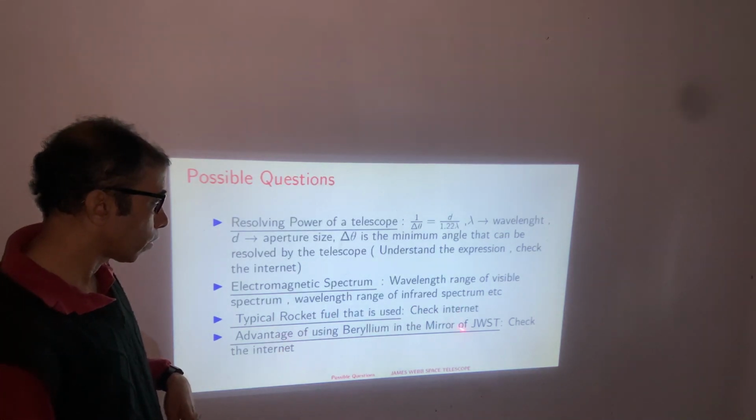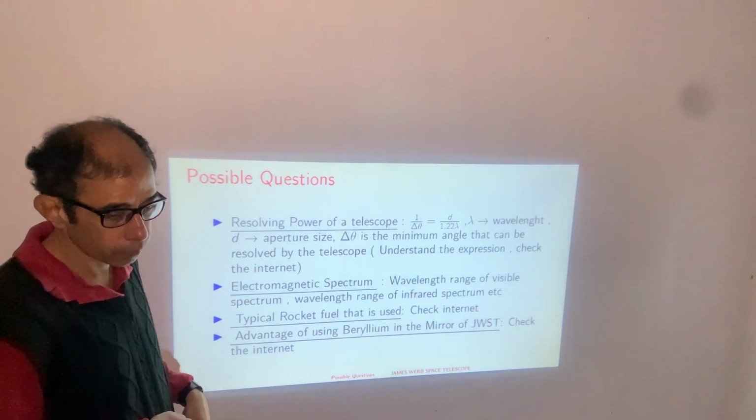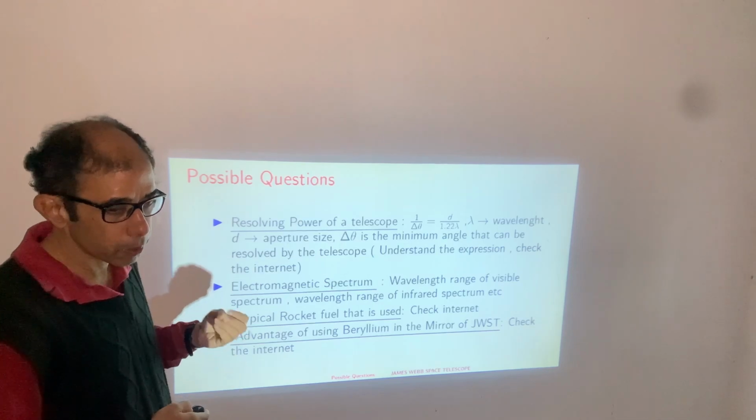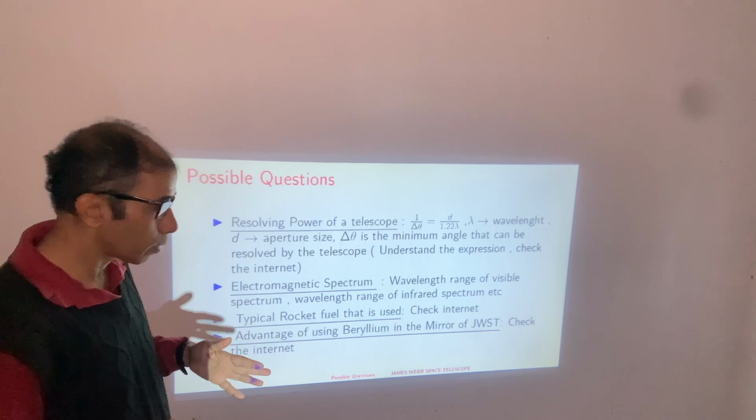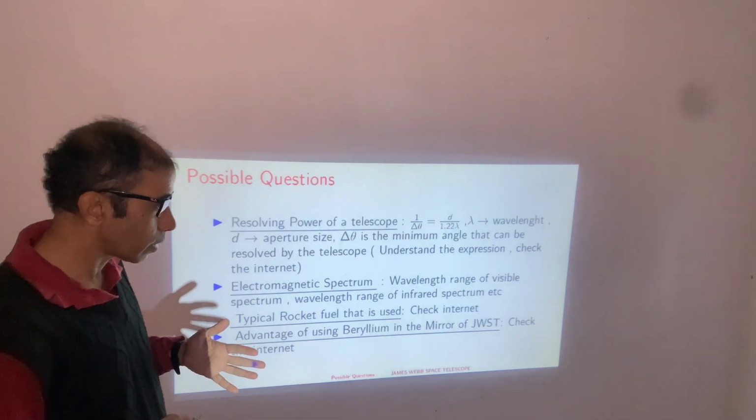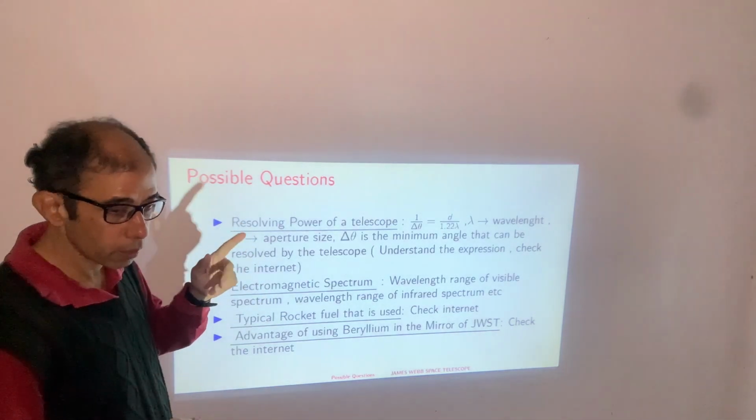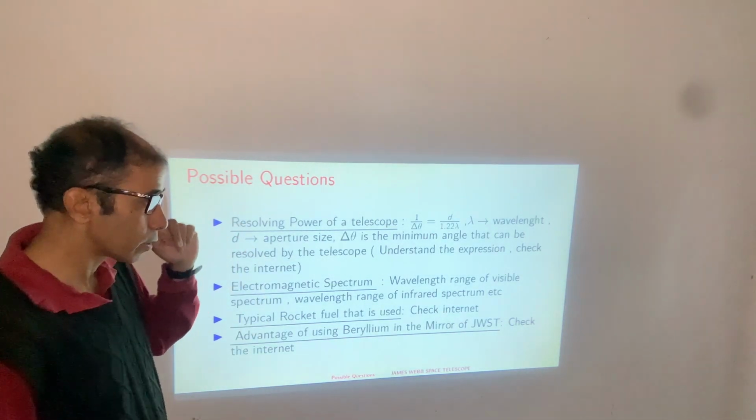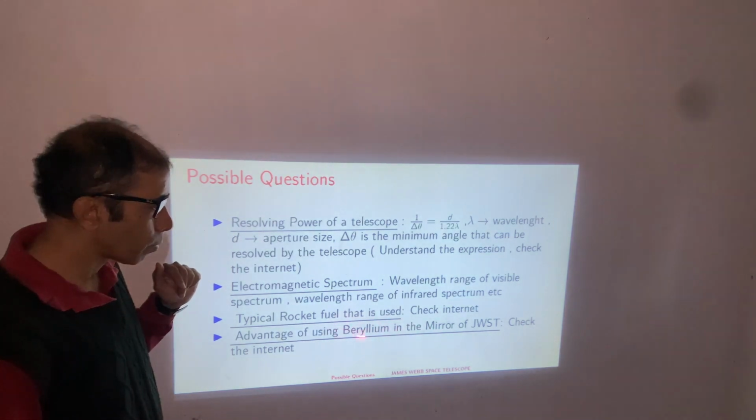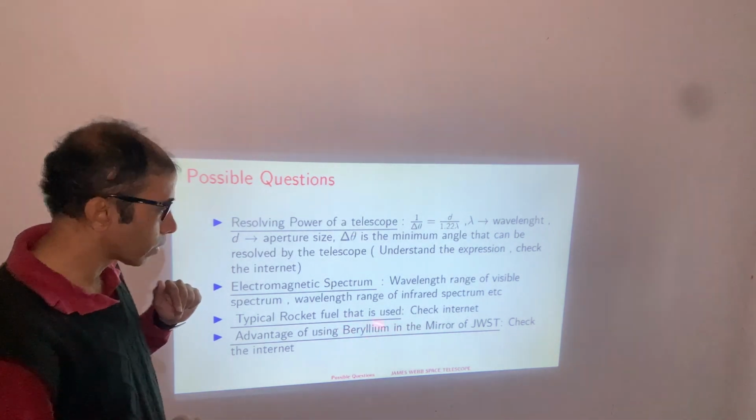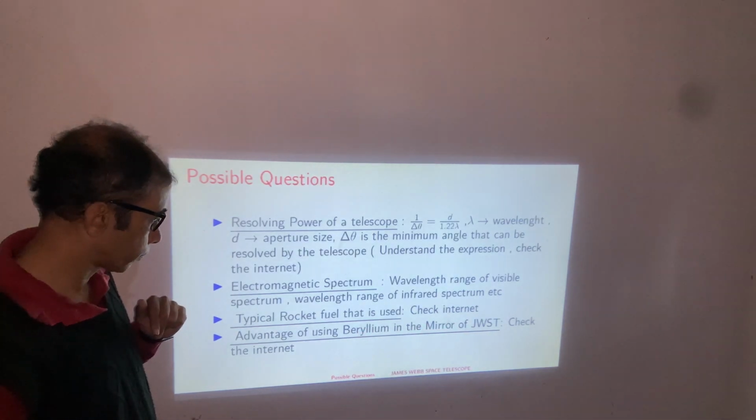And in the mirror of JWST, beryllium is used. So why beryllium? There may be some special properties of beryllium which are important and helpful for the mirror working deep in space. So just check the internet. What kind of property of beryllium can be useful for this kind of mirror?